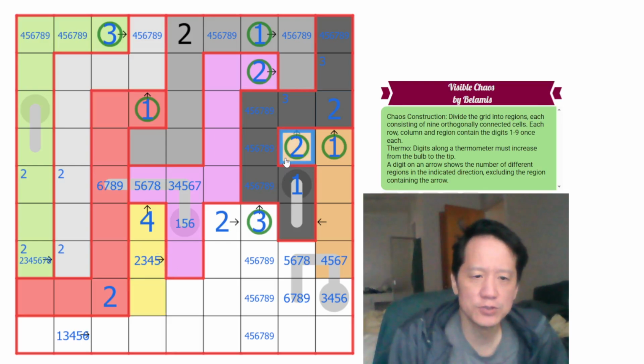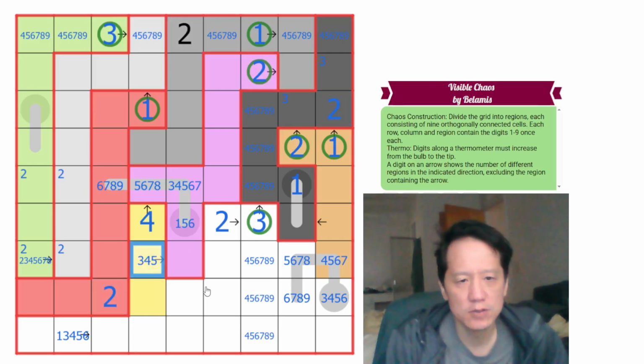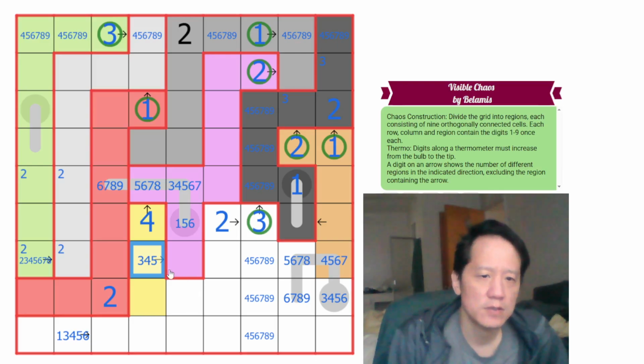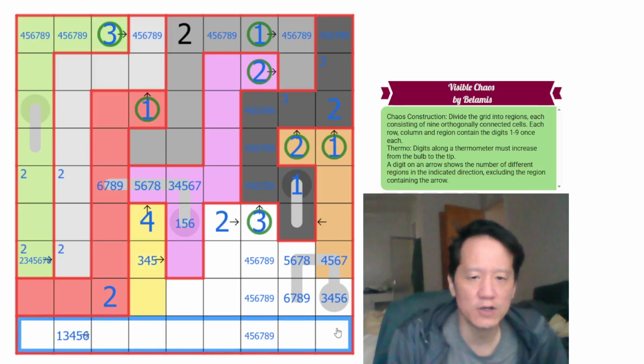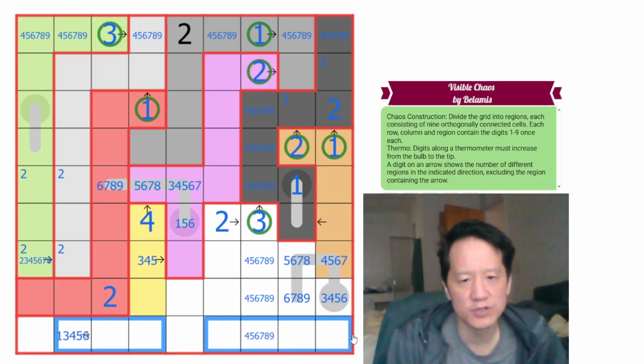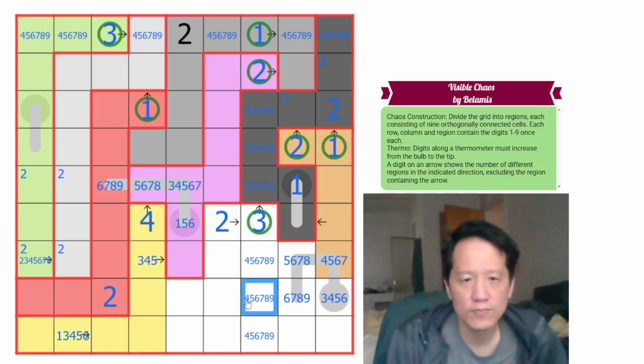Where's the last 2 now? So this can't be 2 here. Oh, this can't be one long region here. So if this were blue as one long region, this would count as 0. So that's not allowed. So this has to be yellow then. So this is yellow.